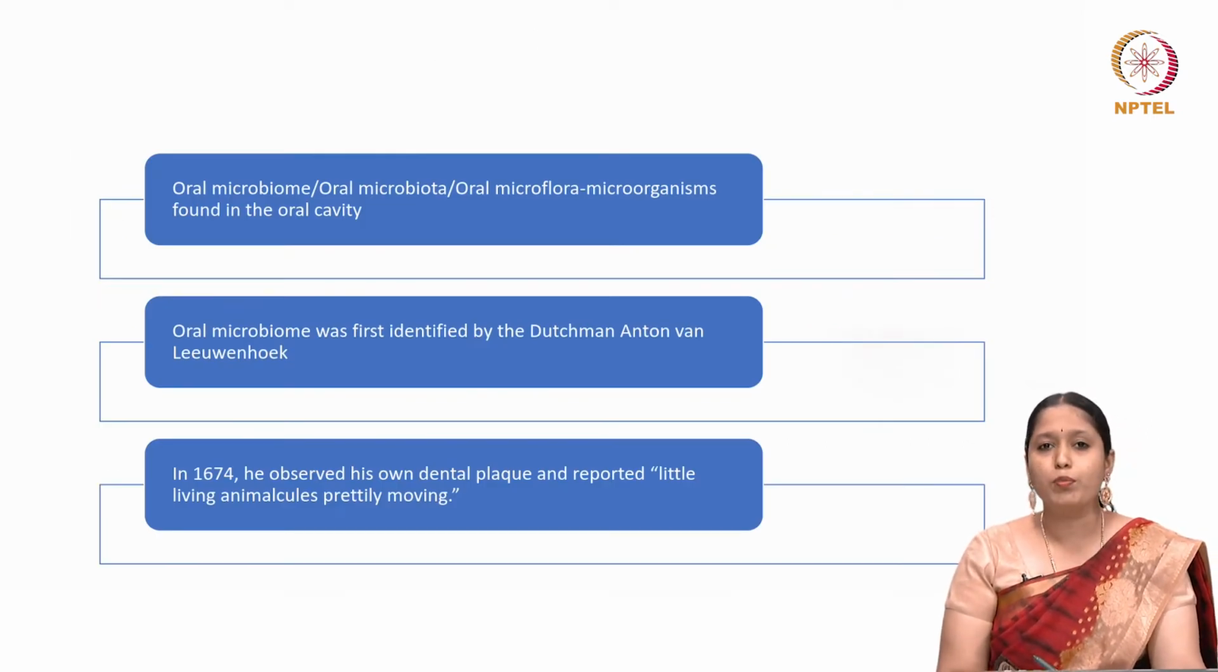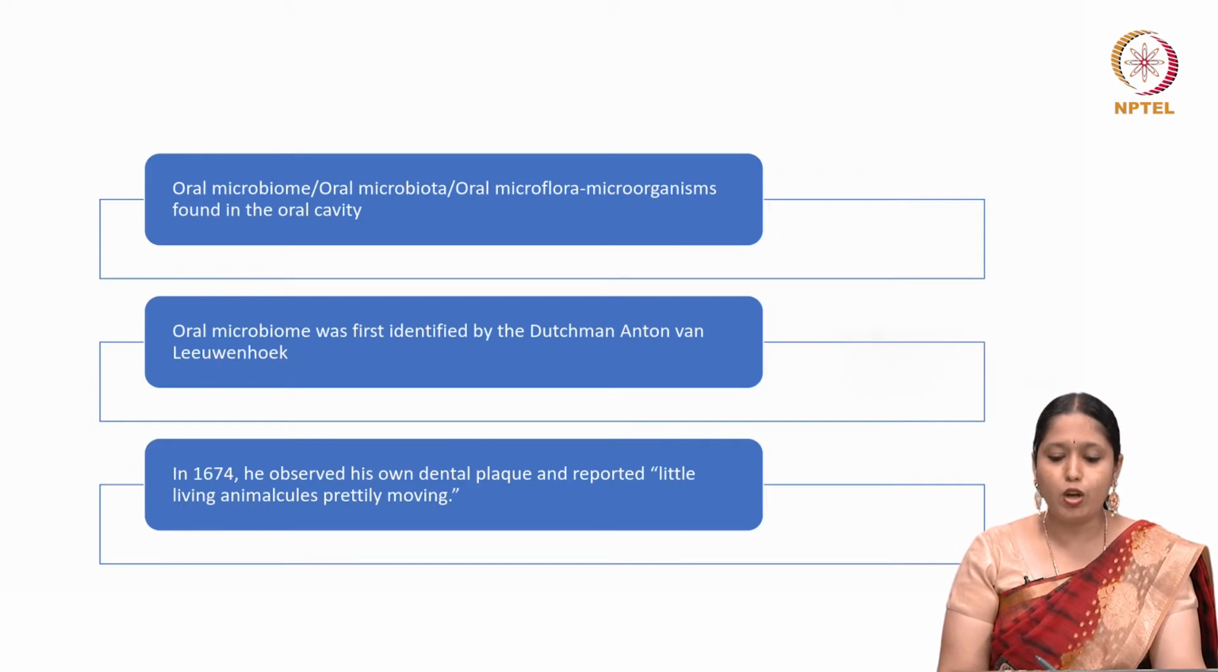The oral microbiome is also known as oral microbiota or oral microflora. It refers to organisms found in the oral cavity. The oral microbiome was first identified by Anton van Leeuwenhoek. In the year 1674, he observed his own dental plaque and reported it as tiny little living animalcules prettily moving.